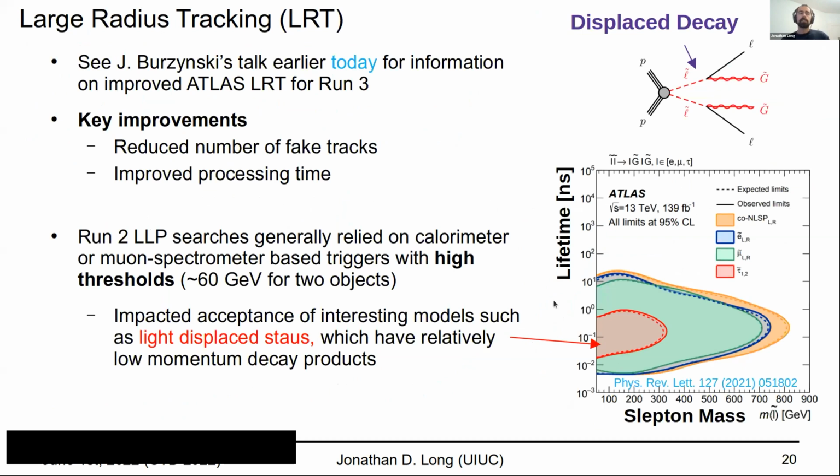And then the final thing is making use of large radius tracking for the first time in the trigger. You already heard about this from Jackson earlier today, so I'm not going to repeat that part. But the key improvements we're making use of are the reduced number of fake tracks and the improved processing time. And as I was telling you before, in Run 2, we had to rely on fairly high threshold triggers, something like 60 GeV for 2 objects. So if you have something like a displaced tau that you're looking for, say around 100 GeV, by the time that decays into an electron or muon, those leptons are going to have a transverse momentum less than 60 GeV most of the time. So you can't even trigger on the events that you want to find.